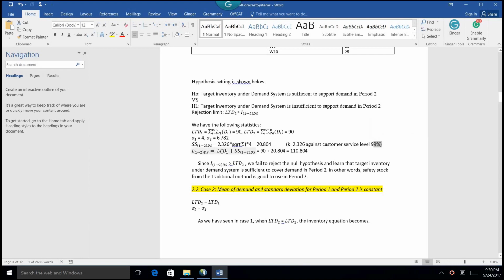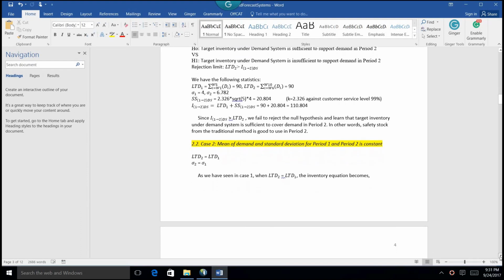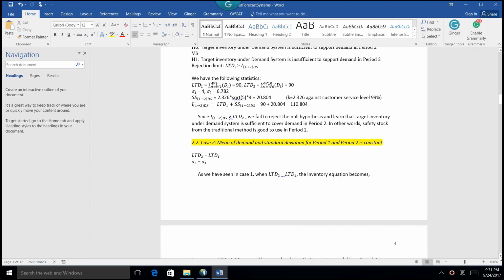Then you put in the total inventory formula the LTD1 value of 90 and the safety stock value here as well. So your total inventory that you calculate in period 1 for period 2 is 110, which is higher than your demand for period 2. This means that you fail to reject the null hypothesis and learn that your inventory for period 2, calculated in period 1, is enough to support demand at period 2 at least.